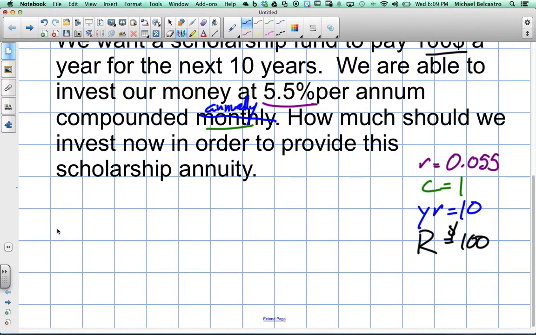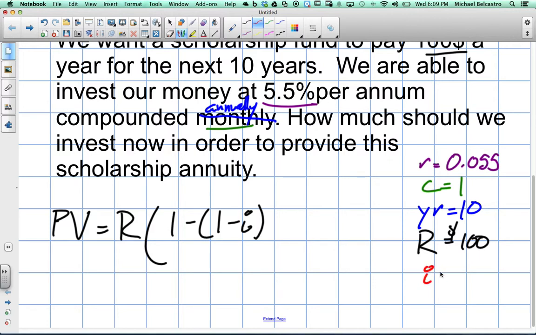So we'll rewrite our formula again. Present value, that's how much we need to invest now, which we're trying to figure out, is equal to R. Okay, we have our R. 1 subtract 1 plus I. So we need to calculate for I. And we said I was interest rate, which is r, so 0.055, divided by compound period, which is 1. When we divide any number by 1, it ends up being that number. Okay, so we have our I.